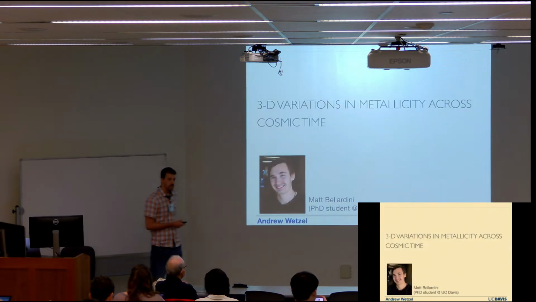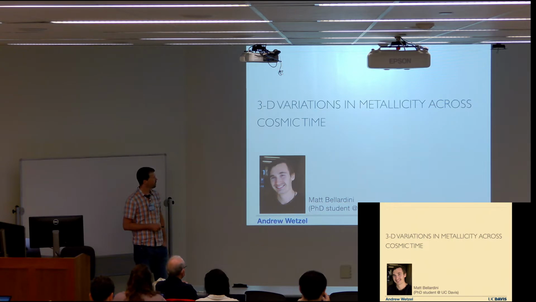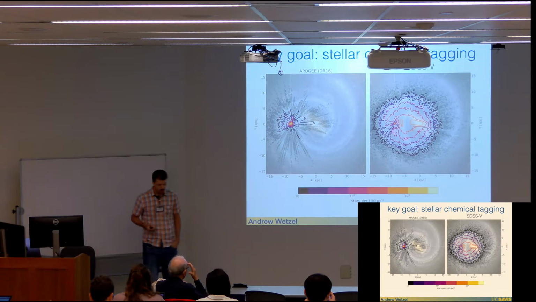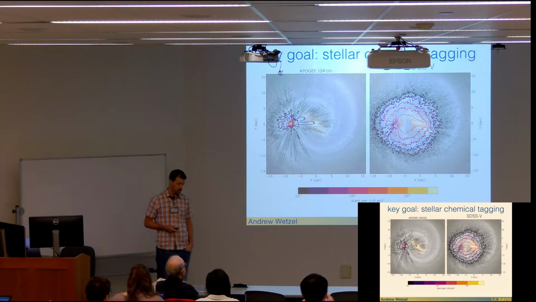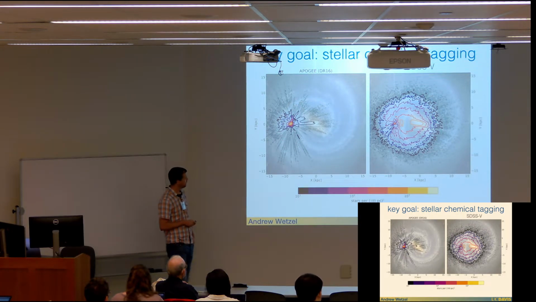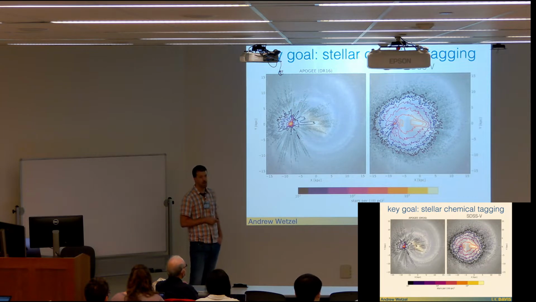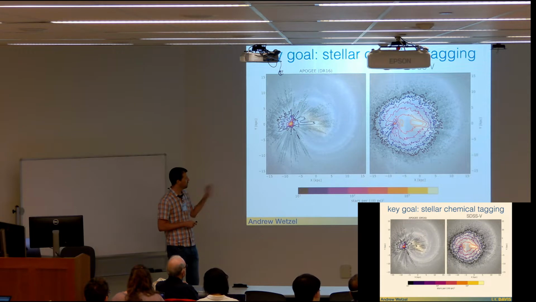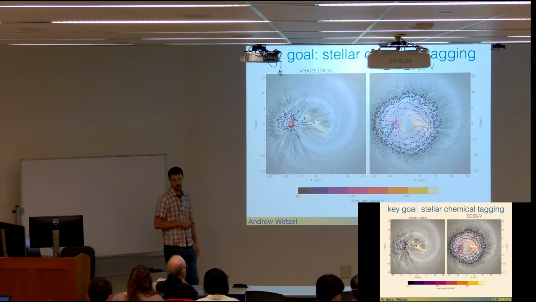In the first part of my talk, I'll discuss work by one of my PhD students, Matt Bellardini, looking at the 3D variations in metallicities, in elemental abundances, across the formation histories of these Milky Way mass galaxy simulations. One of the motivations is, of course, the exquisite data we have today for the Milky Way. Surveys like APOGEE have been mapping out local metallicity distributions of stars, and soon we'll have surveys like Sloan 5 that will map essentially the entire Milky Way. So we'll have exquisite information, not just on dynamics, but also on elemental abundance patterns.